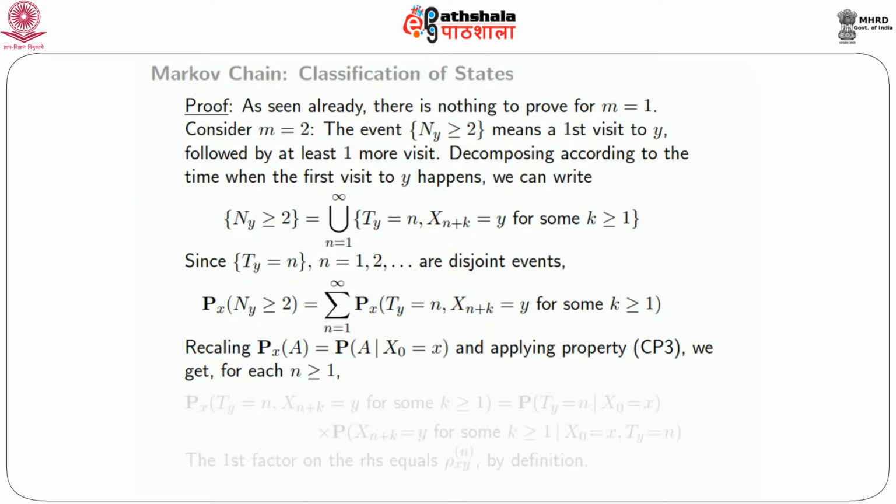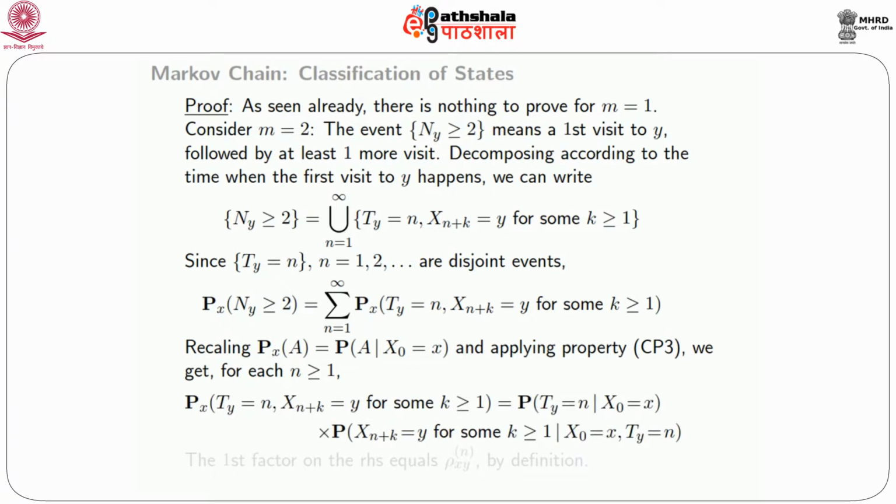So what we do is, we are going to apply property CP3, and what we'll get is this. P_x probability of T_y equal to n and X_{n+k} equal to y for some k greater than or equal to 1 can be broken up as probability of T_y being equal to n given X_0 equal to x, times probability that X_{n+k} equal to y for some k greater than or equal to 1 given X_0 equal to x and T_y equal to n. This is one of those properties of conditional probabilities that was listed earlier.